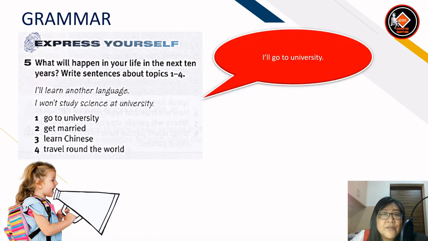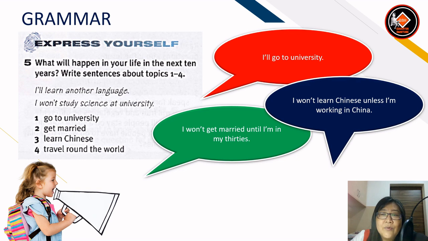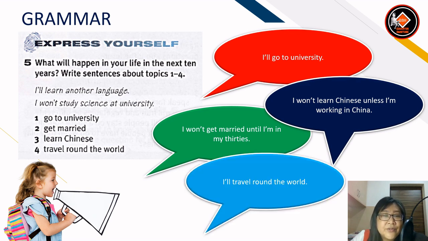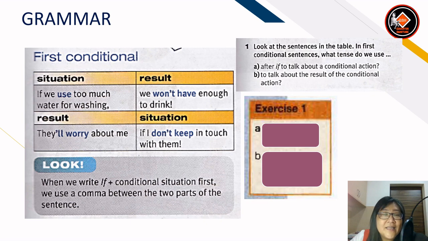So you can say, I'll go to university. I won't get married until I'm in my 30s. I won't learn Chinese unless I'm working in China. And the last one, I'll travel around the world. Dear students, now you can work in pairs, ask and answer questions about topics 1 to 4 from exercise 5. Example: will you go to university? Yes, I will. Will you travel around the world? Yes, I will.